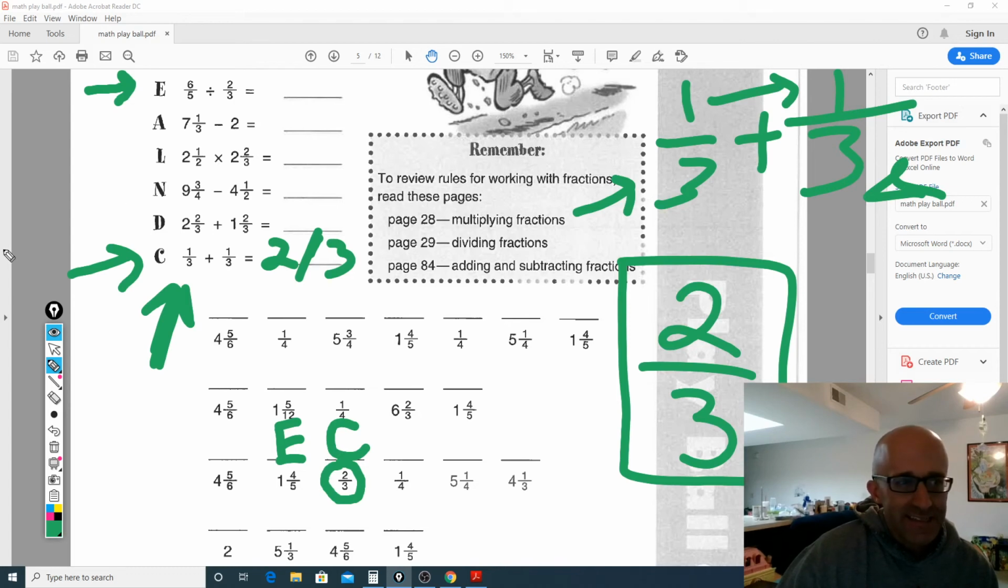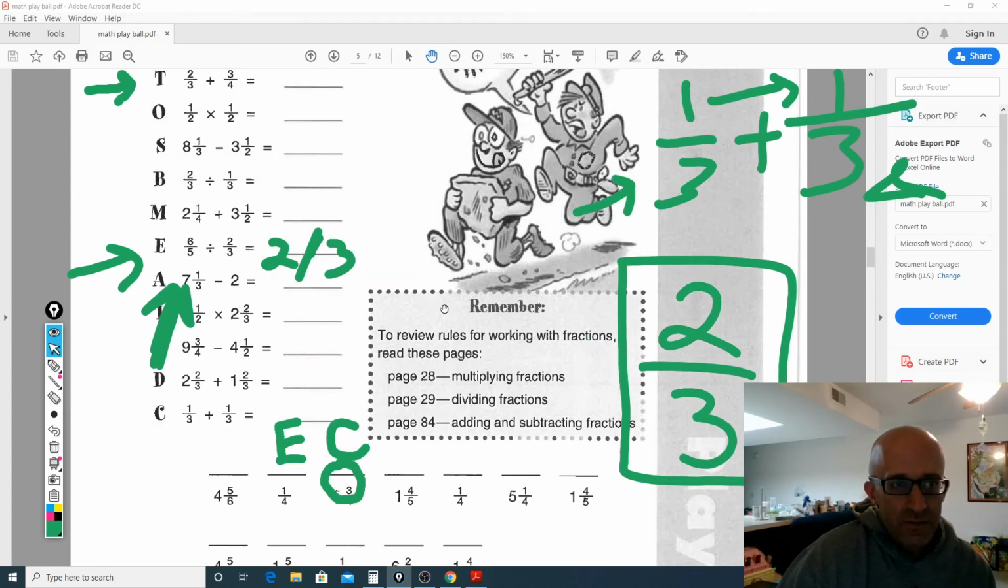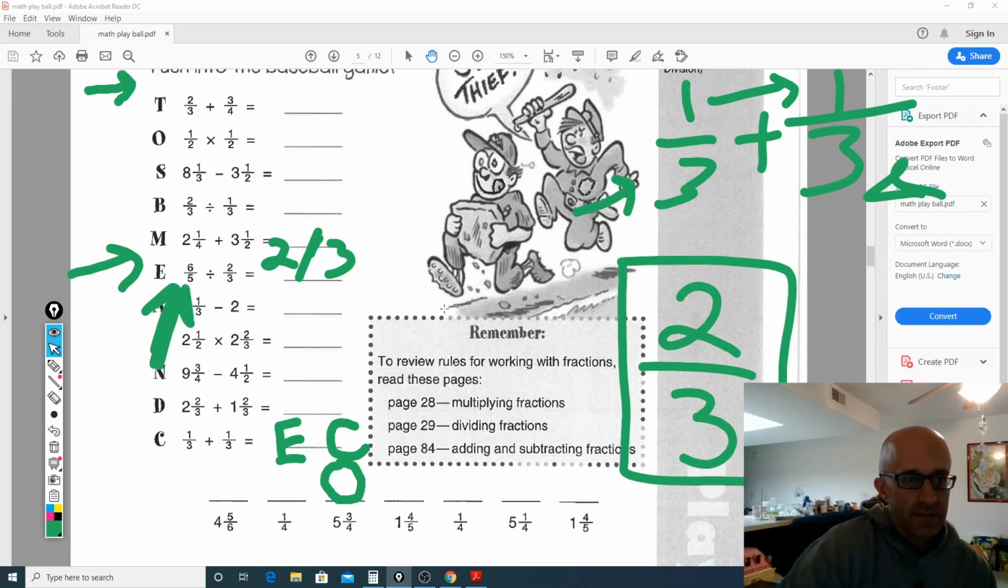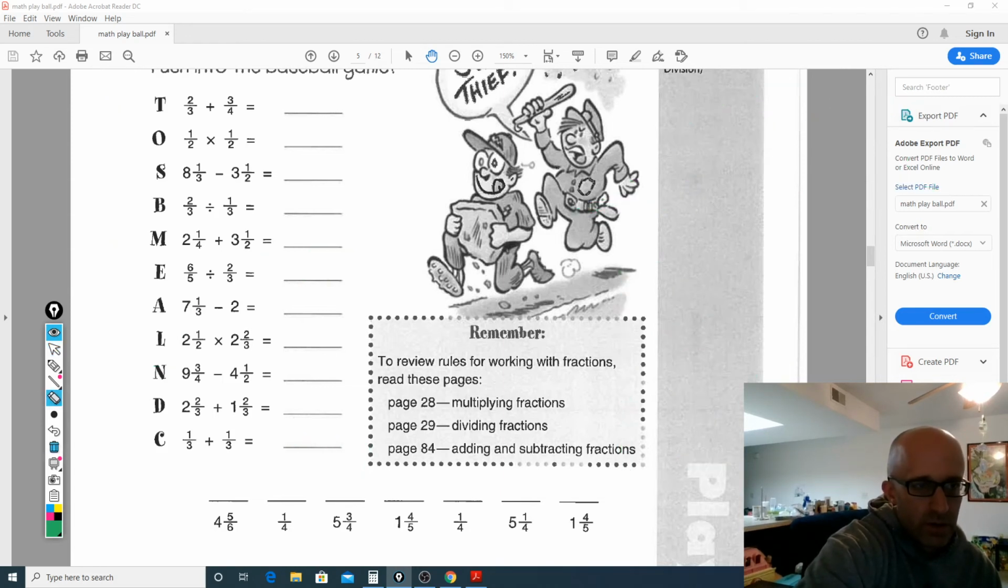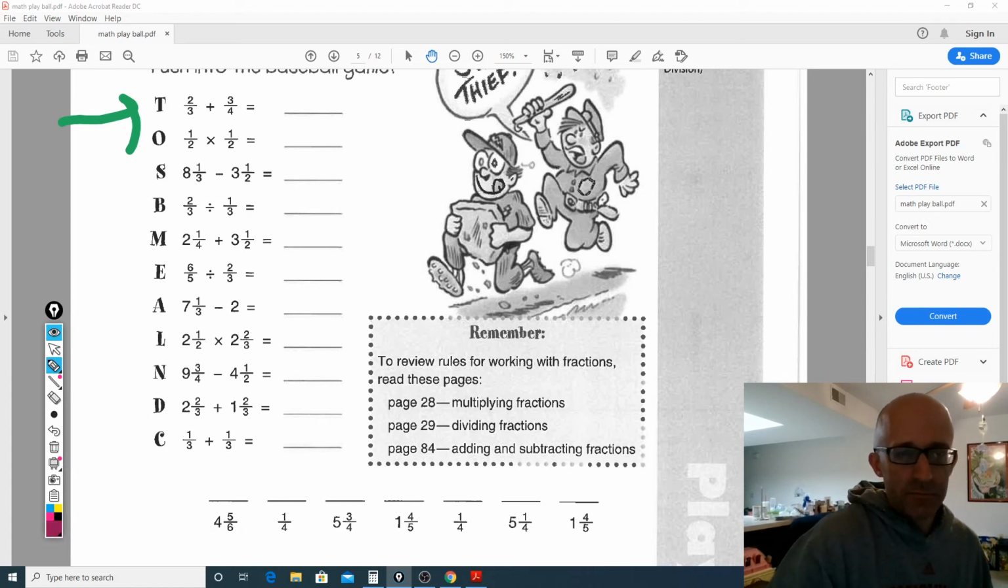So let's see what else we got. Do one more here. Let's go all the way to the top. And this is going to be kind of what I was talking about in my other upload a few days ago. 2/3 plus 3/4.